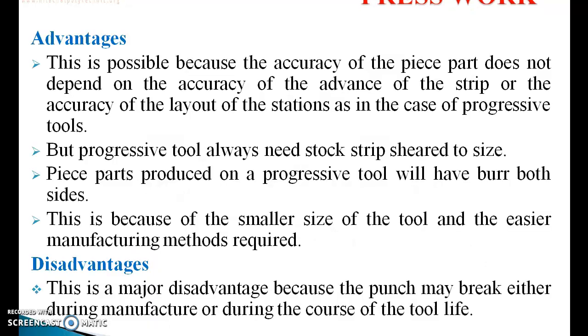Now let us discuss some points of comparison. This is possible because the accuracy of the piece part does not depend on the accuracy of the advance of the strip or the accuracy of the layout of the stations, as in the case of progressive tools. But a progressive tool always needs stock strip sheared to size. Number 3, piece parts produced on a progressive tool will have burr on both sides. Number 4, this is because of the smaller size of the tool and the easier manufacturing method required.